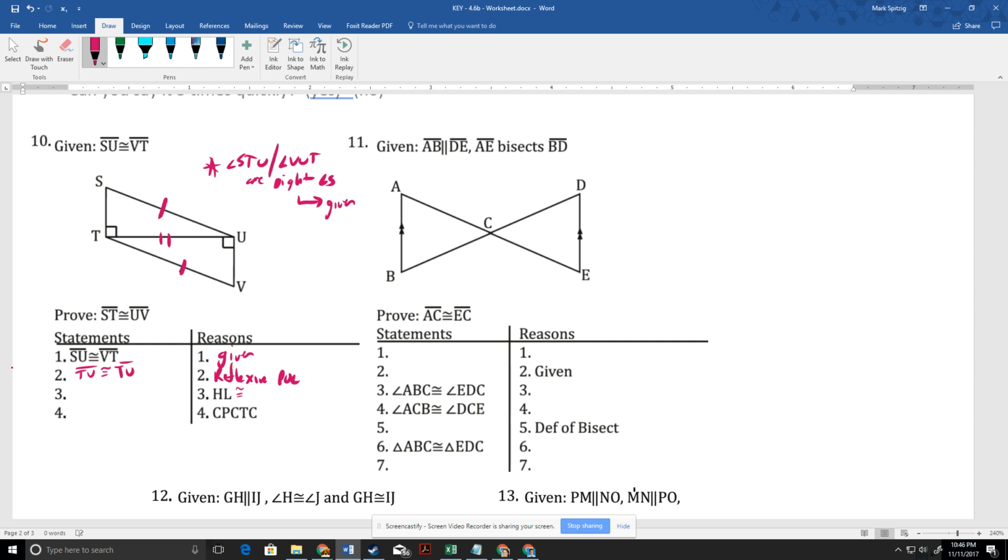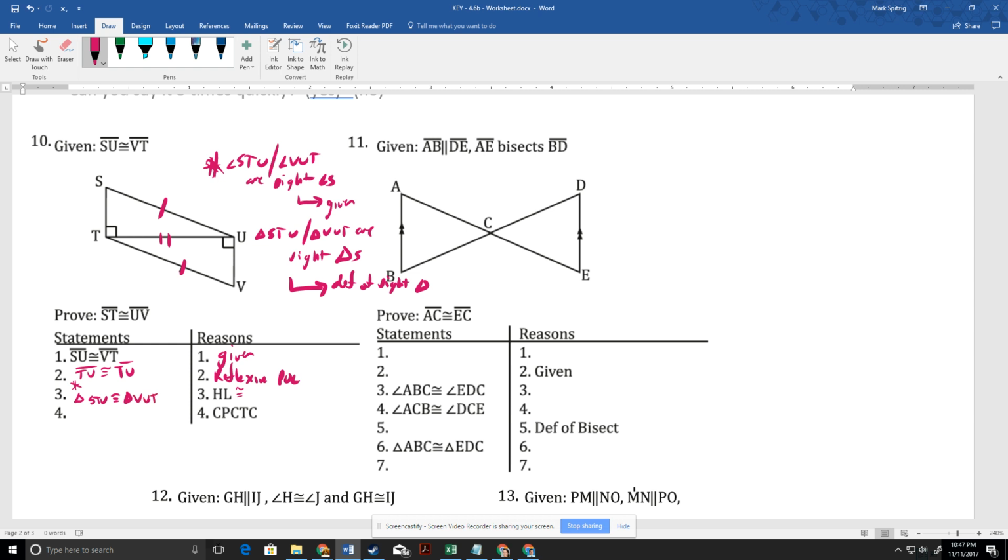And then we would also say that because we're using HL, triangle STU and triangle VUT are right triangles. And then again, that would just be because of the definition of a right triangle. And again, these steps would fit somewhere in here. Okay. And so now we can say that the triangles are congruent. So triangle STU is going to be congruent to triangle VUT.